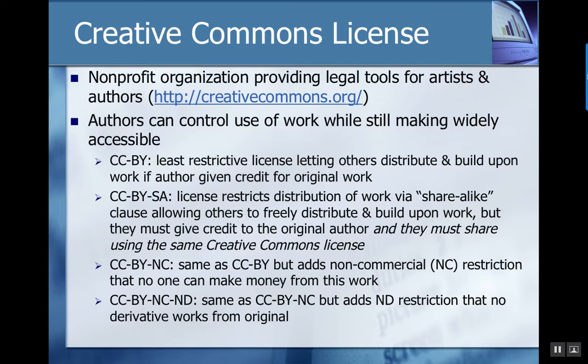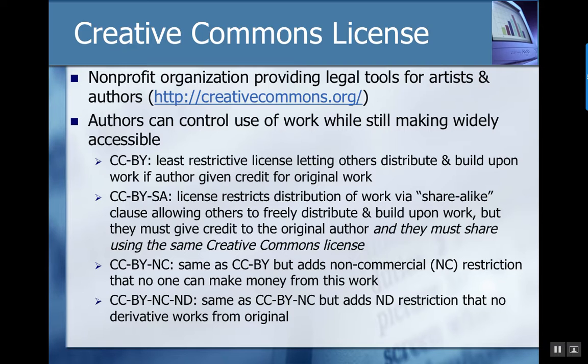So, Creative Commons license. Creative Commons is an organization, and it's designed to provide legal tools for artists and authors. The idea is that it gives an author the ability to control the use of the work while making it widely accessible. So basically, you're aiming to distribute it, get people to use it, but you still want to maintain protection of it.